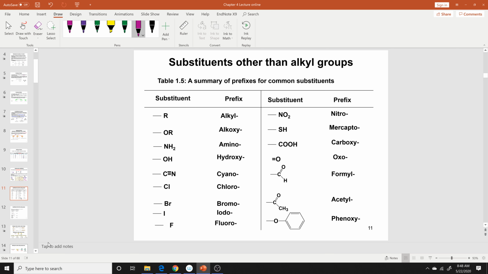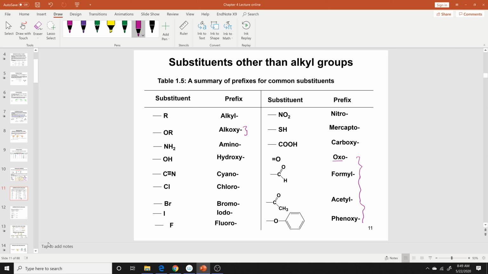If you have an SH coming off the chain, you name it mercapto. If you have an NO2 coming off the chain, you name it nitro. If you have a carbonyl coming off the chain, that is named oxo. Now, with respect to the oxo, the carbonyl, which is the aldehyde here, the formyl, the acetyl, the phenoxy, the alkoxy, all of those, we're going to learn as we proceed. So they are not going to be showing in this chapter.